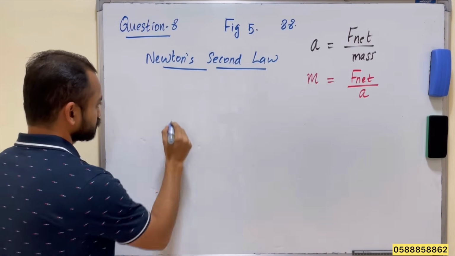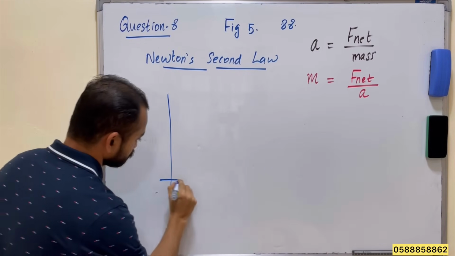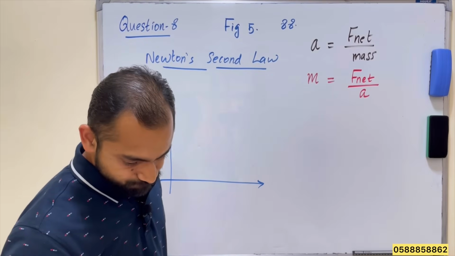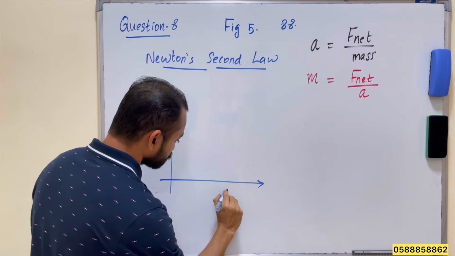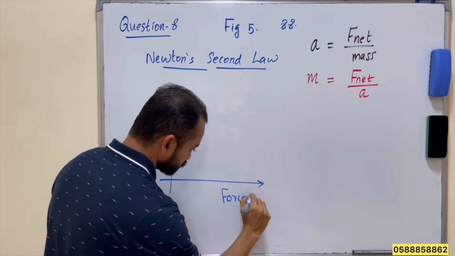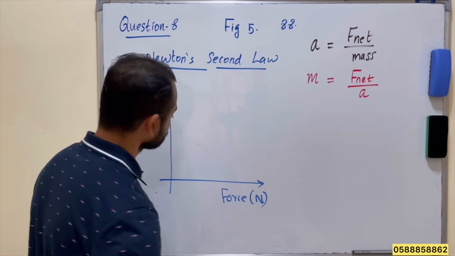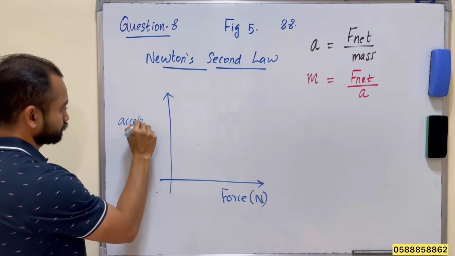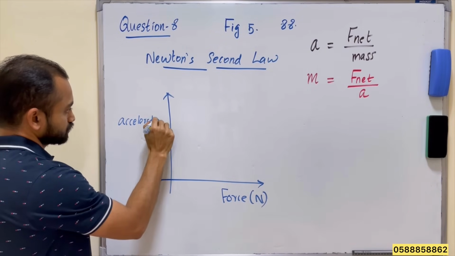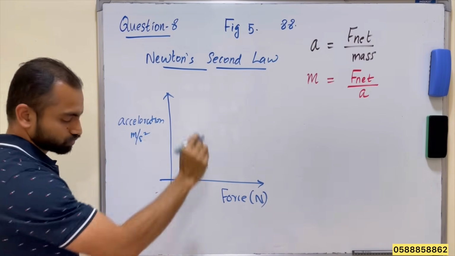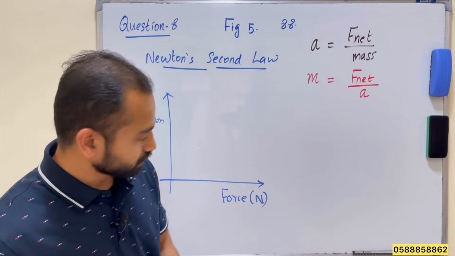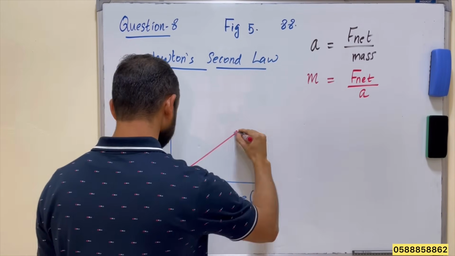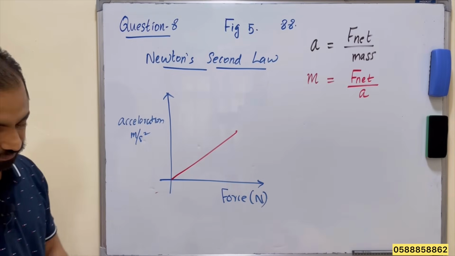The second graph is like this. Here we have, on this x-axis we have force in Newton, and on this y-axis we have acceleration in meter per second squared, and the graph is like this. So this is our graph.